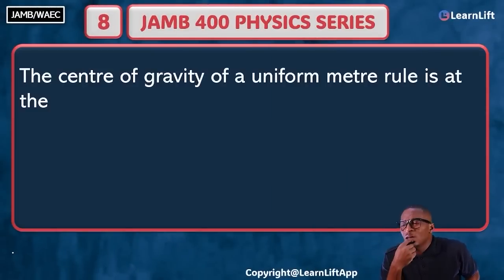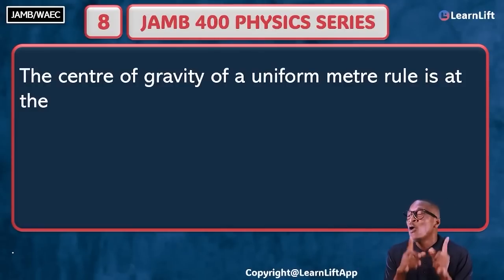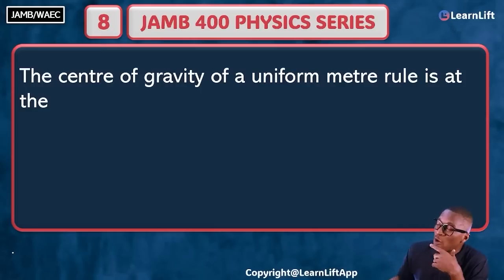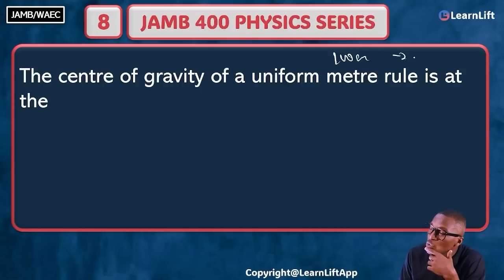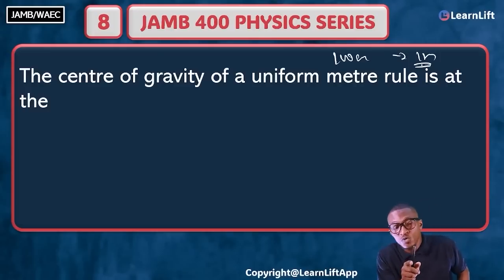The question says that the center of gravity of a uniform meter rule is, in option. Everybody, what's the length of a meter rule? The length of a meter rule is 100 centimeter, or you say it is 1 meter. And then what's the center? Of course, if it's 100 centimeter, the center will be 50 centimeter. But if it's 1 meter, the center will be 0.5.